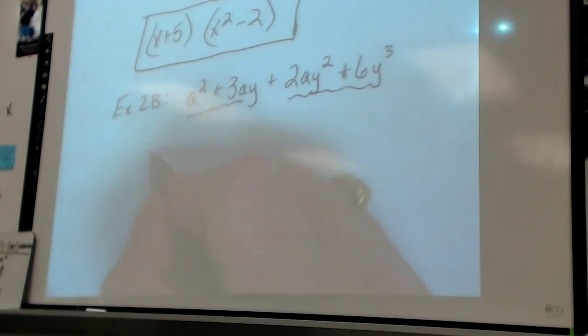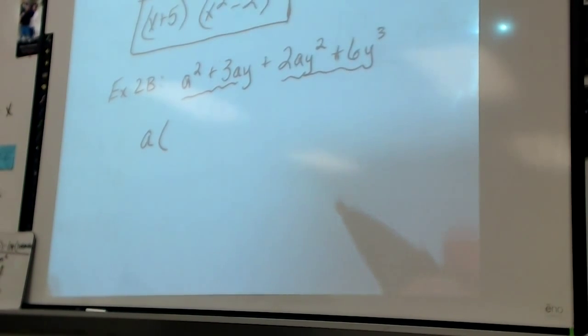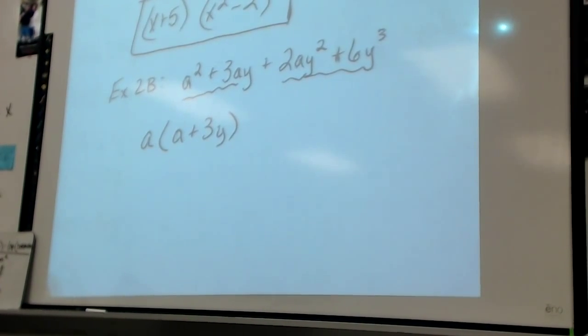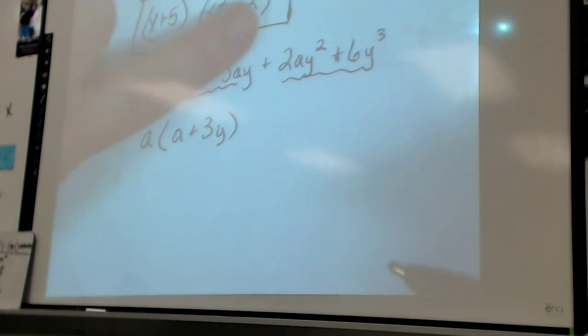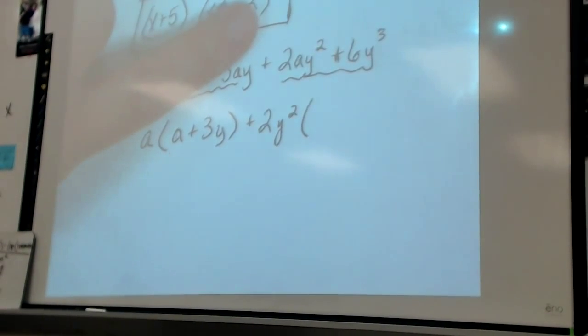A. And what do I have left? A plus 3y. Good. Okay, what can I factor out of this? 2y squared. And what do I have left? A plus 3y. Imagine that.